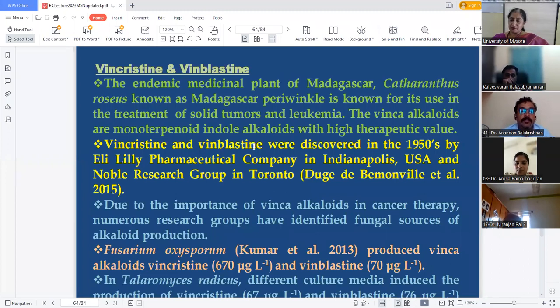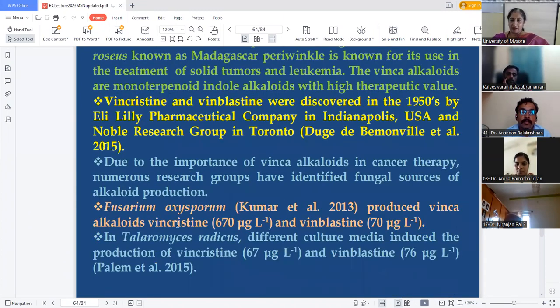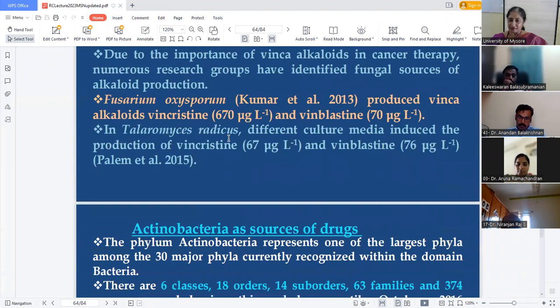So vincristine and vinblastine are alkaloids which were discovered in the 1950s by the pharmaceutical company Eli Lilly, and another research group from USA and Toronto. And it's been immensely used in cancer therapy as a source of alkaloids for treating cancerous cells. We also have a fungus, Fusarium oxysporum, which produces the same kind of alkaloids, vincristine and vinblastine, at so much quantification in the culture media. Okay, the story is endless.